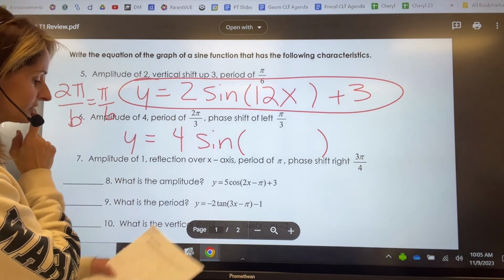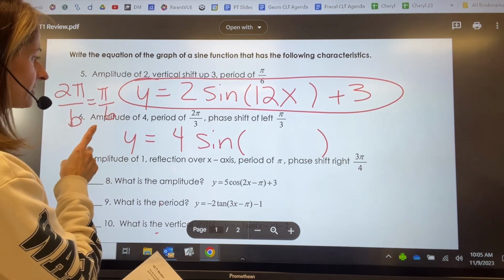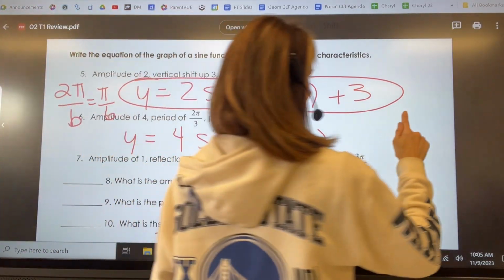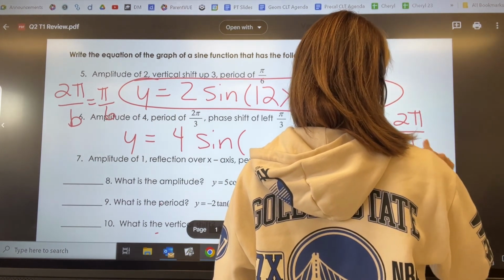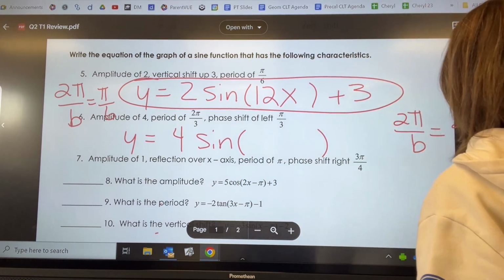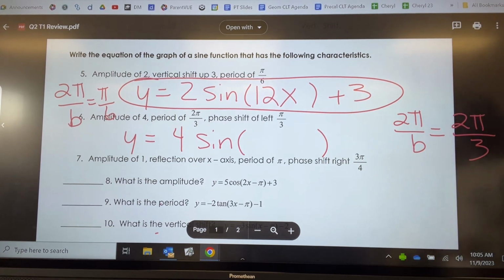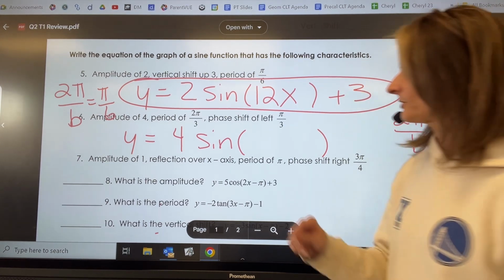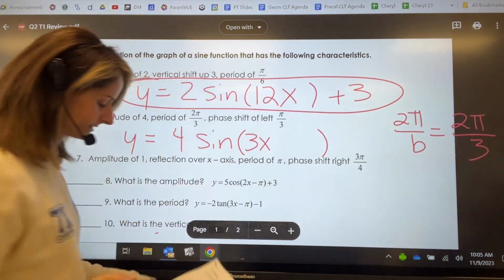So the period is 2 pi over 3. We know the period for a sine function is going to be 2 pi divided by b. So on the side here, I'm going to write 2 pi divided by b equals, what's the period? They told us 2 pi over 3. So that tells us that b is 3. So we have to know the parent function of sine has a period of 2 pi over whatever b is, and then set that equal to the period that we're given so we can solve for b. We can see b is 3. So 3 is the number that's going to be in front of our x.